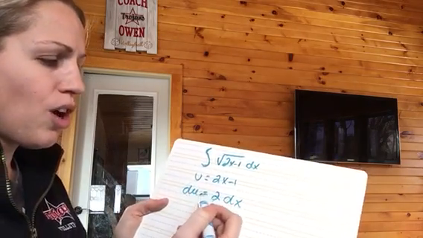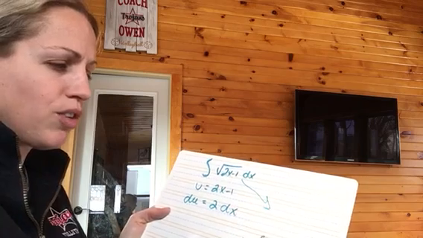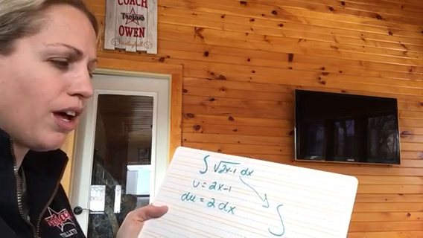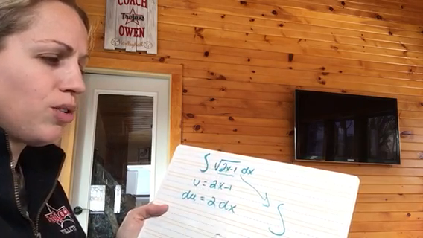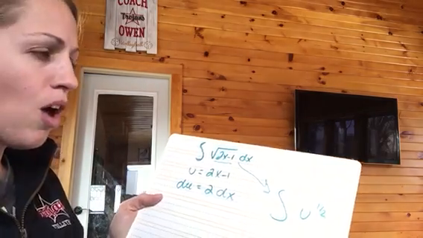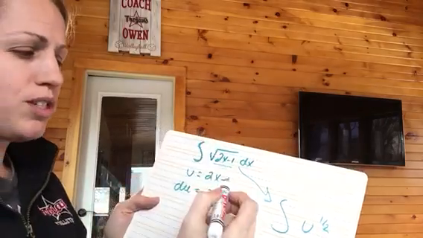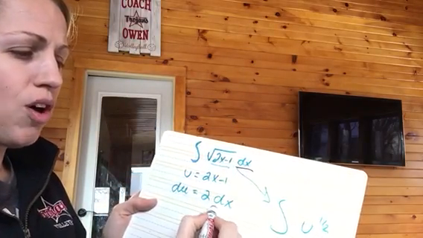Okay. So in this case, when we start to rewrite our new integral, we would have the integral of, this is our u, so we have u to the 1/2 power. We don't have anything else. So when we are looking at what to do with our dx, that's all we have.